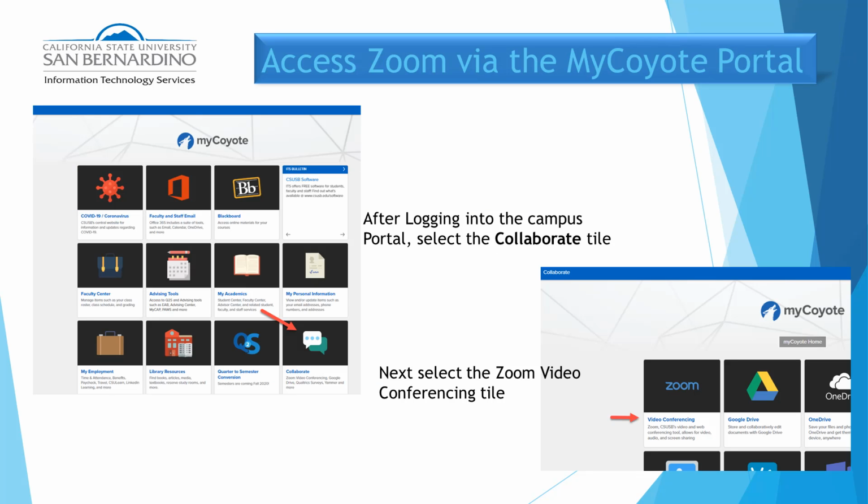support@csusb.edu. Accessing Zoom via the MyCoyote portal. The MyCoyote portal is available also through a mobile device. You will navigate from the MyCoyote homepage to Collaborate and then select Zoom, and follow the same instructions provided in the previous slide.